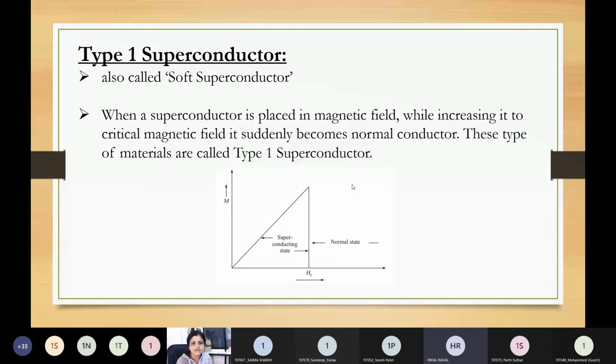This is for type 1 only, and for type 1 superconductors, what happened? Their critical magnetic field value is comparatively very low.